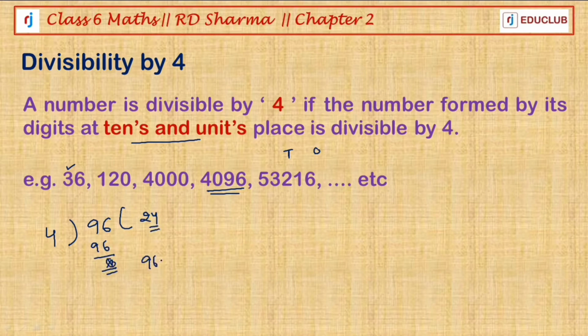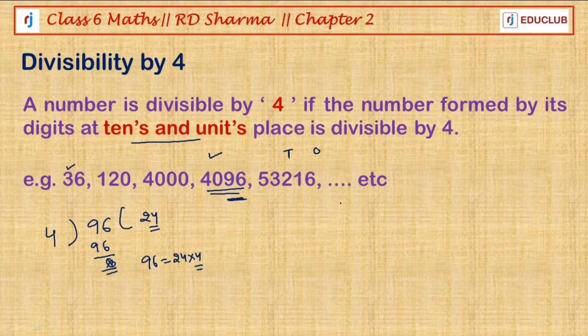We can say 96 is equal to 24 into 4. So this is divisible by 4. Last two digits are divisible by 4. So we are saying that if the last two digits are divisible by 4, that means the number is divisible by 4.